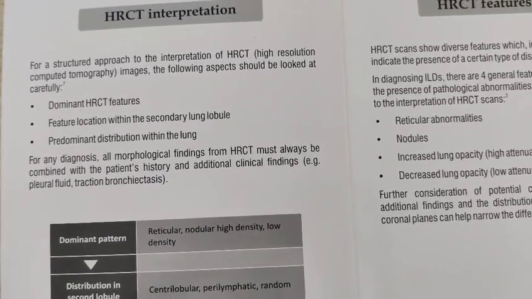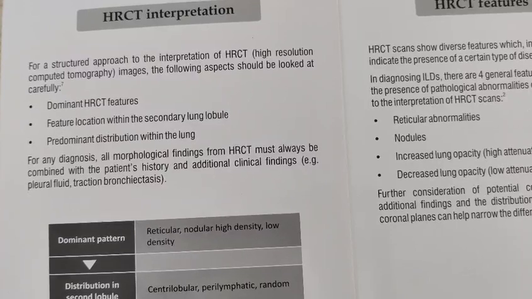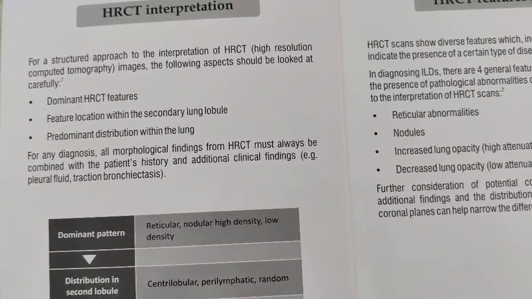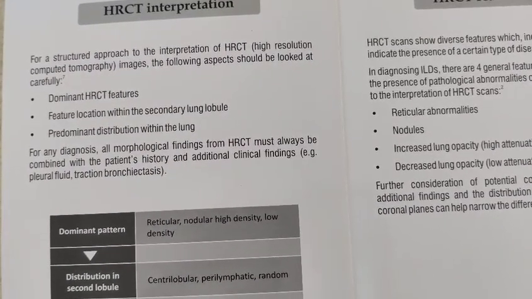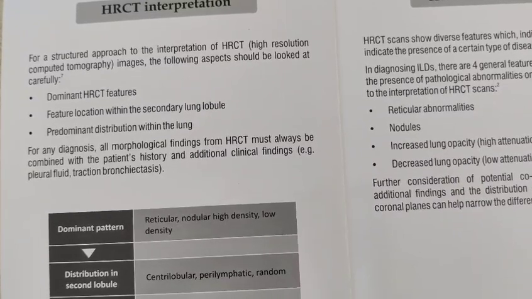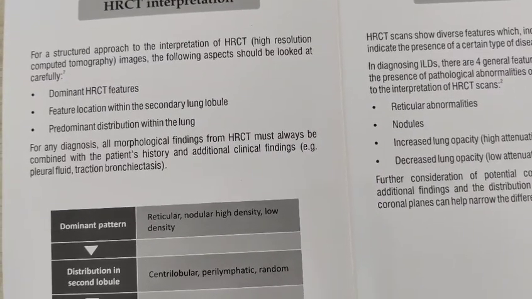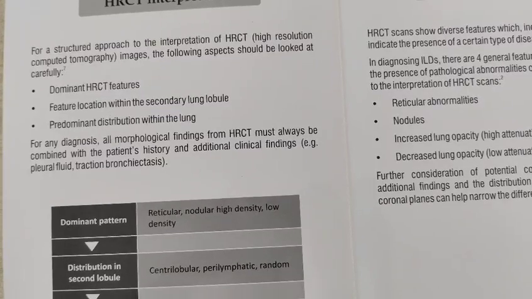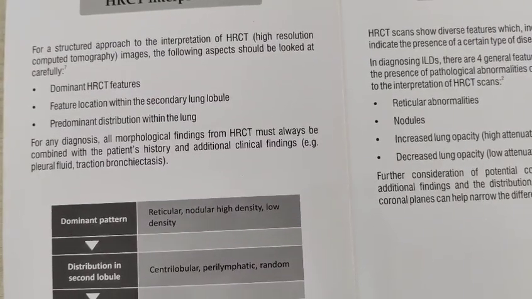For a structured approach to the interpretation of HRCT images, the following aspects should be looked at carefully. What are all the dominant HRCT features, which features are we seeing, their location in the secondary pulmonary lobule, and their predominant distribution within the lung.